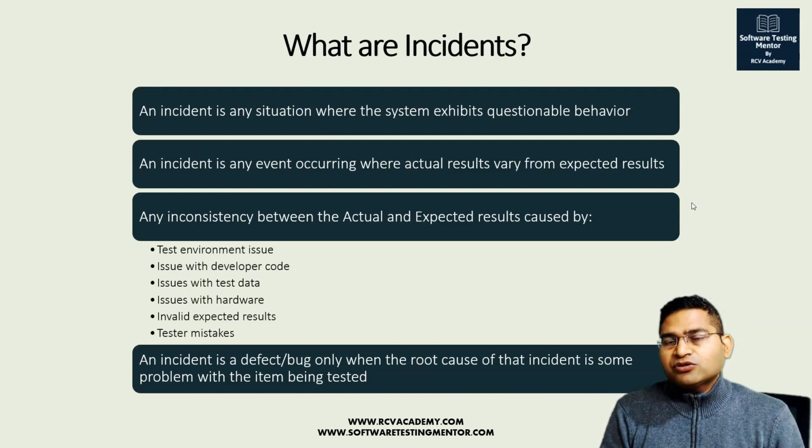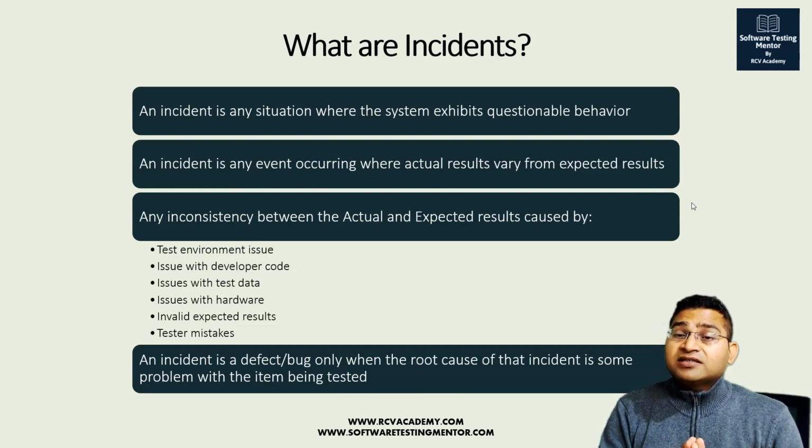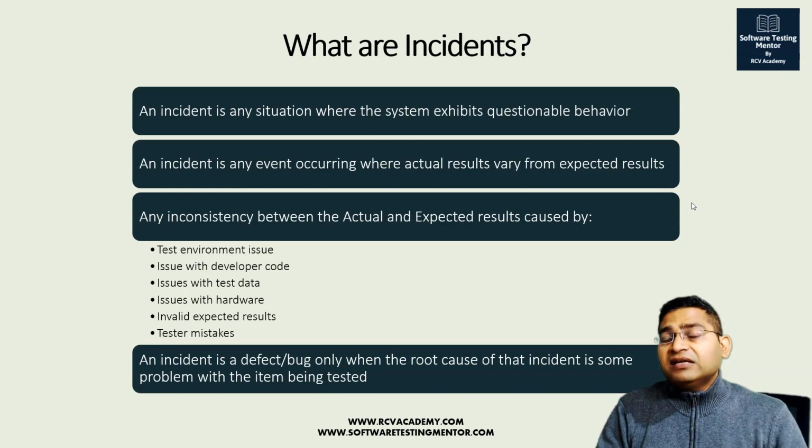which is the same for defects as well, right? So if there is any variation from expected to actual, that's the incident. And any inconsistency between actual and expected result can be caused by, for example, the test environment, developer code, test data, hardware, invalid expected results, or tester mistakes. Any of these can lead to that inconsistency between expected and actual, right?